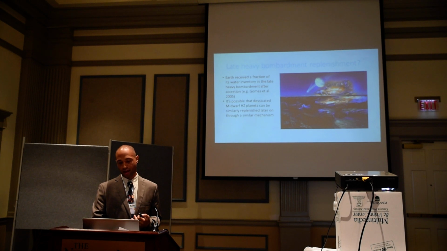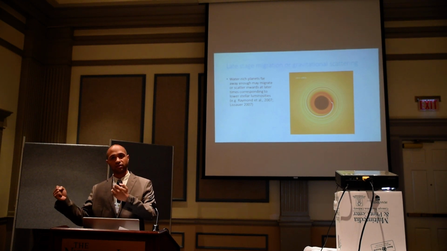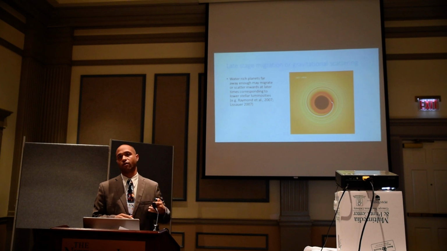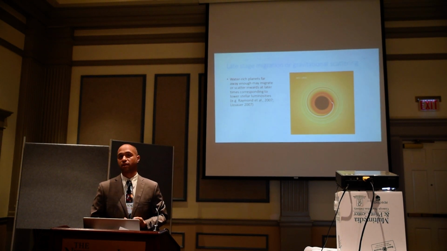heavy bombardment style mechanism. And there could have been also late stage migration or gravitational scattering. Planets could scatter these planets afterwards, after the star's luminosity has decreased down to a point where climate conditions can begin again in the main sequence.